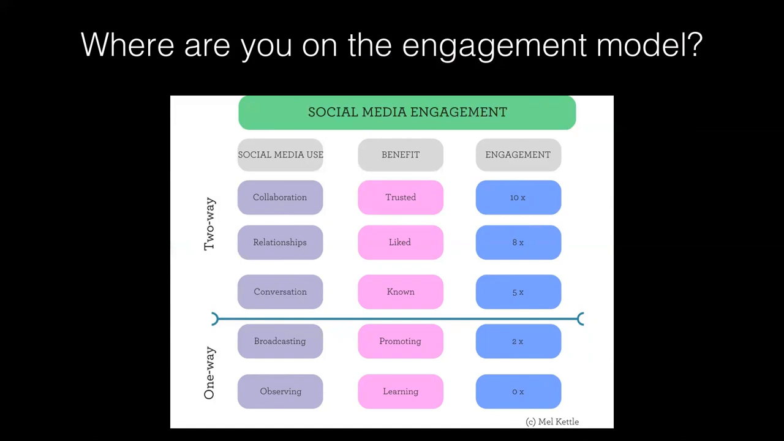I liken this relationship and this building of the know, like, and trust to dating. So this is a picture of me with my beloved.